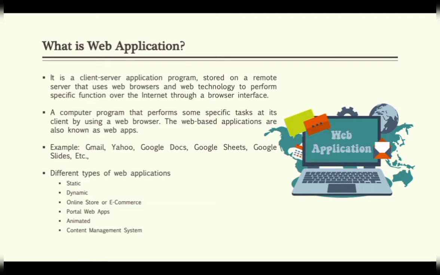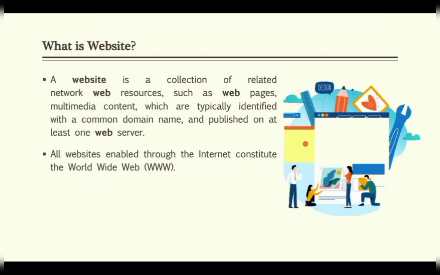And what is website? A website is a collection of related web resources. It contains web pages, multimedia content or other things. It can be published on the web server and it is enabled through internet applications, that is World Wide Web. We can also define it another way: a collection of web applications is a website, or a collection of web pages is also called a website.